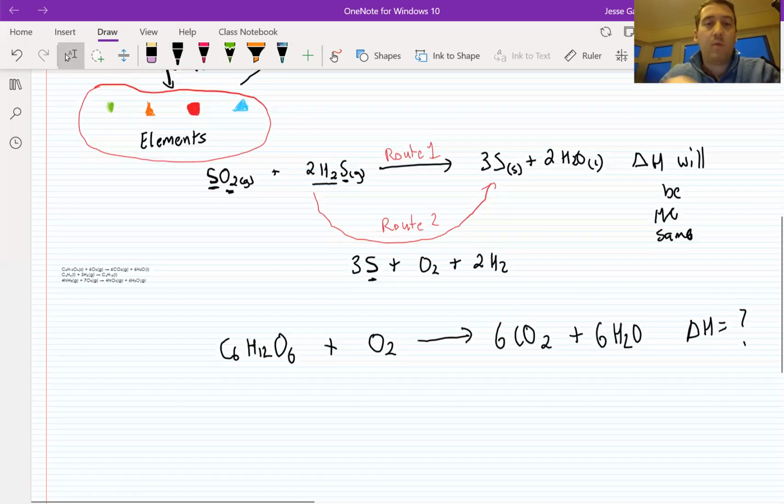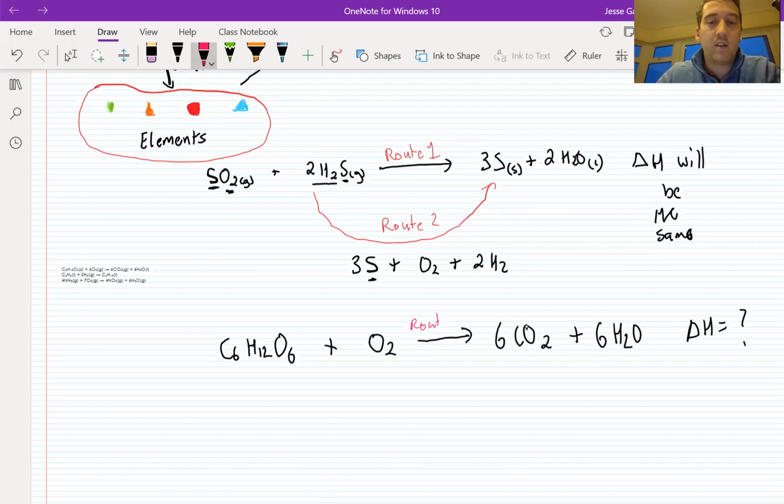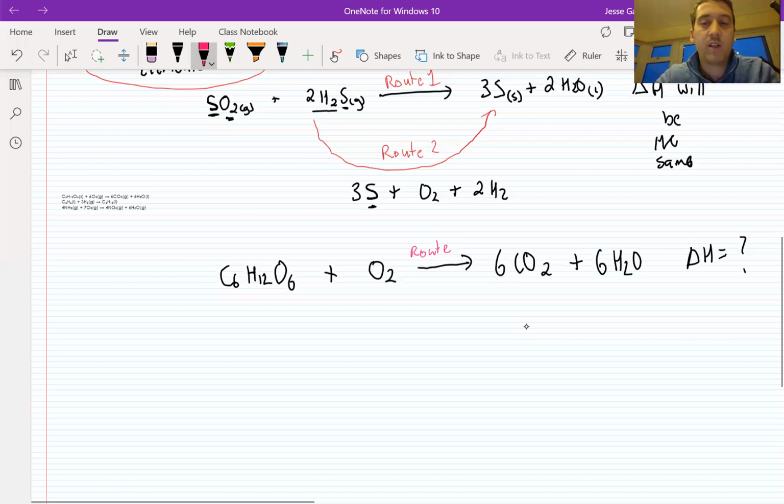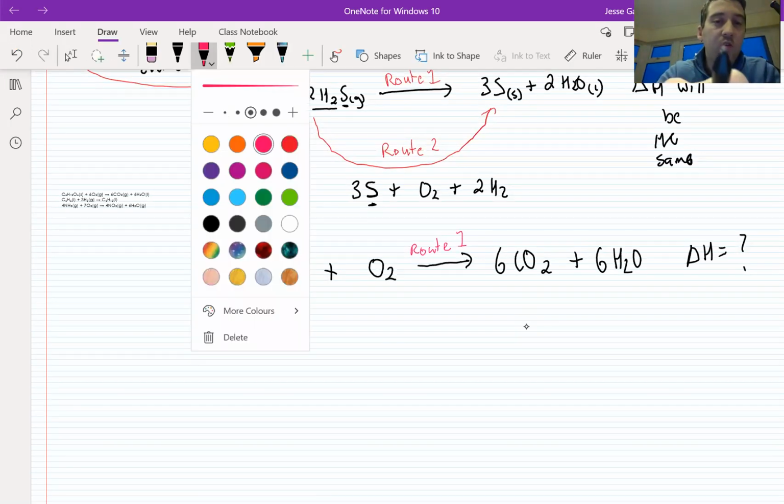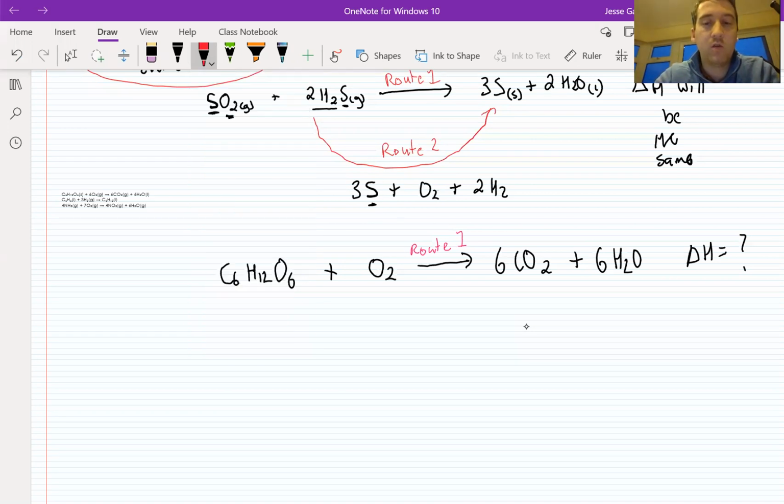We know that this is what we call route 1. This is showing us the reactants and the products. But we know in reality, there is more going on behind the scenes. There are more steps to it than that. So route 2 is going to show us the steps more closely.